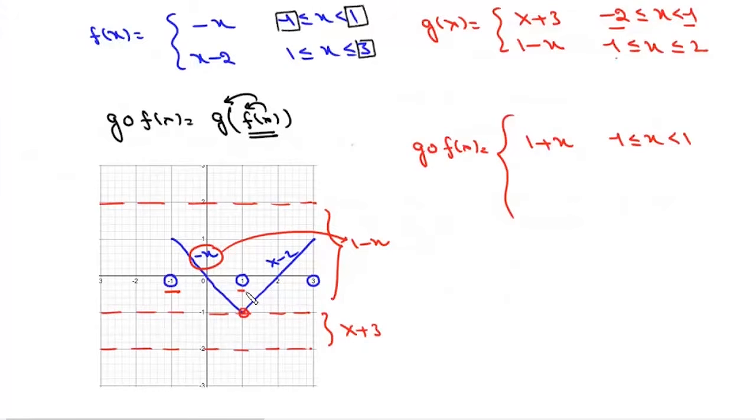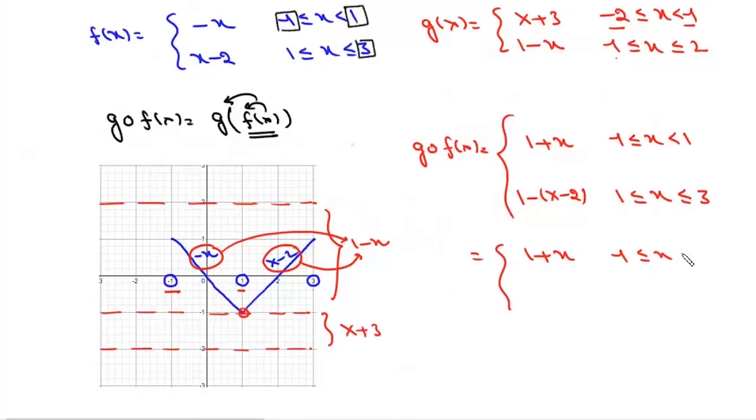And then next interval is from 1 to 3. So when x lies between 1 and 3, here the definition is x minus 2, and will still go to 1 minus x. So it will be 1 minus x minus 2. So this function will be 1 plus x when x lies between minus 1 and 1, and it will be 3 minus x when x lies between 1 and 3.